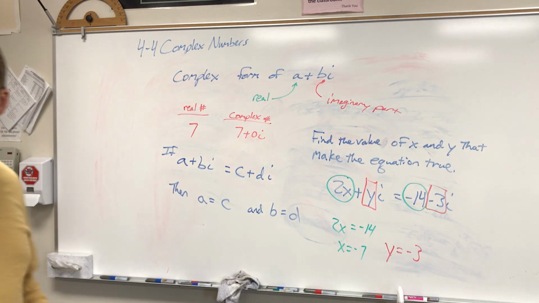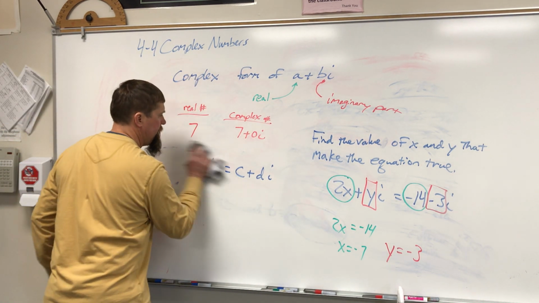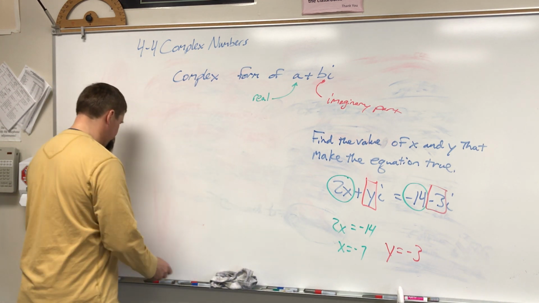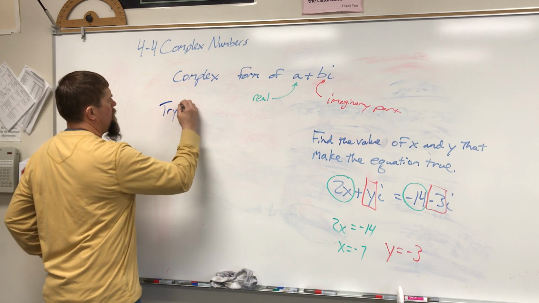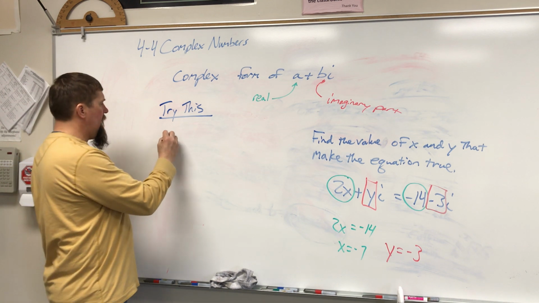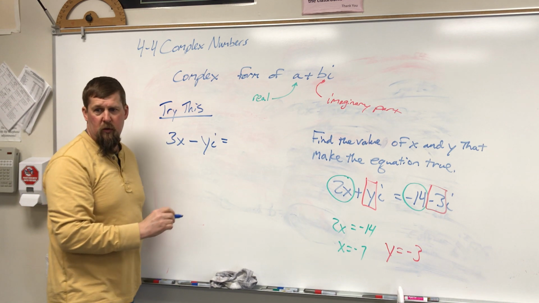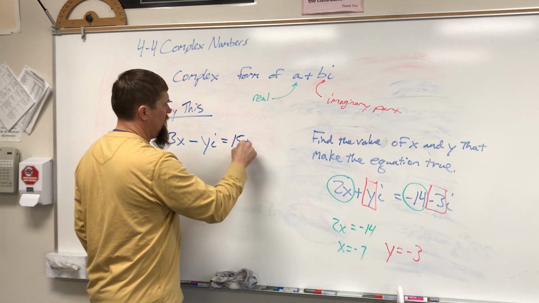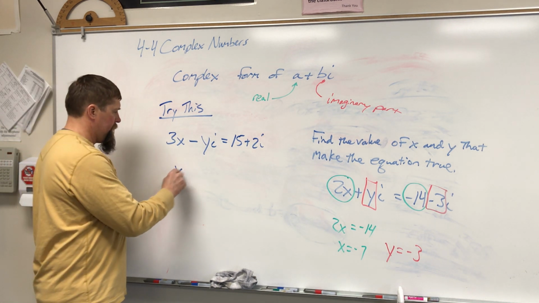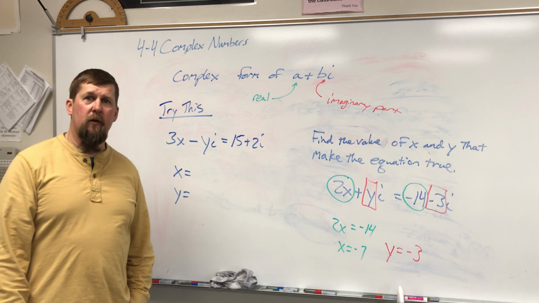Okay, so you try this one and see if you get it. All right, so here's where we're at. So here's a try this problem. If I set 3x minus yi equal to 15 plus 2i, what does x and y have to be to make this true? Pause the video and go ahead and try this.